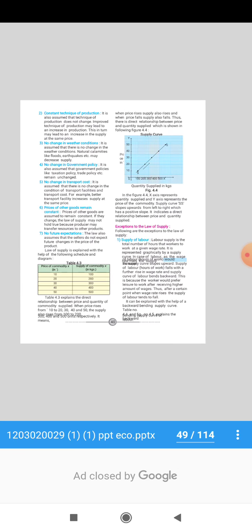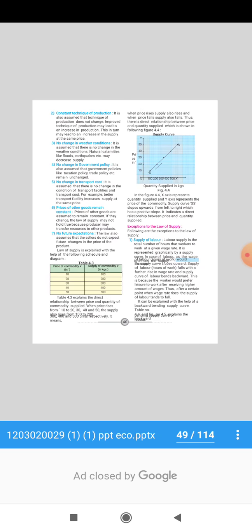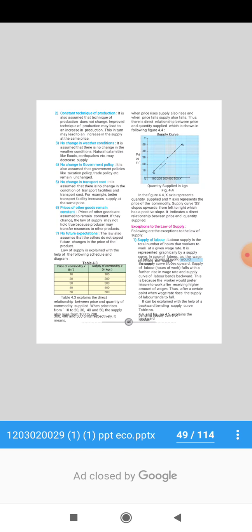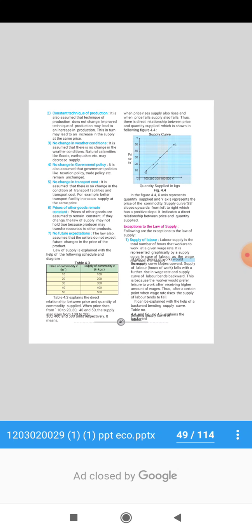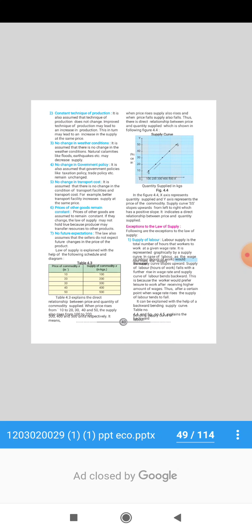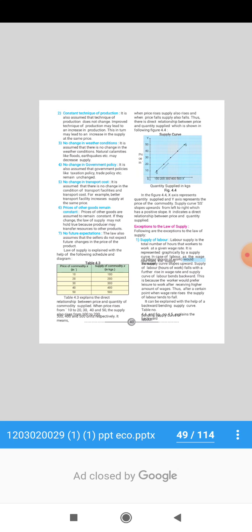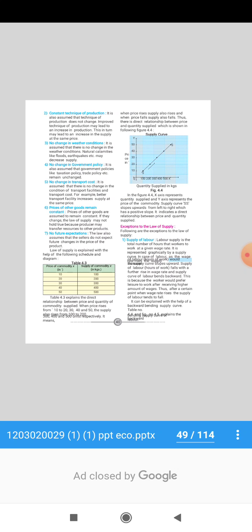Before starting this lecture, I will just revise what we studied in previous lectures. We studied some important concepts of the fourth topic of economics, that is supply analysis: what is meant by demand, what is meant by stock, what is meant by individual demand, what is meant by market demand, what are the determinants of demand, and the law of demand with assumptions, with proper explanation of schedule, table and graph.